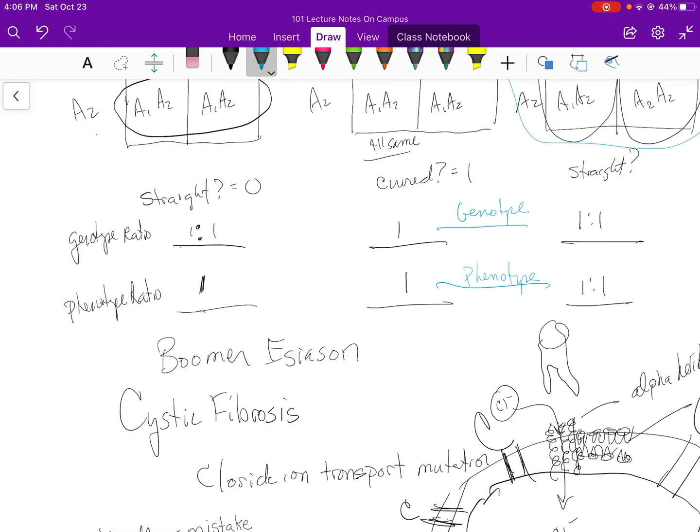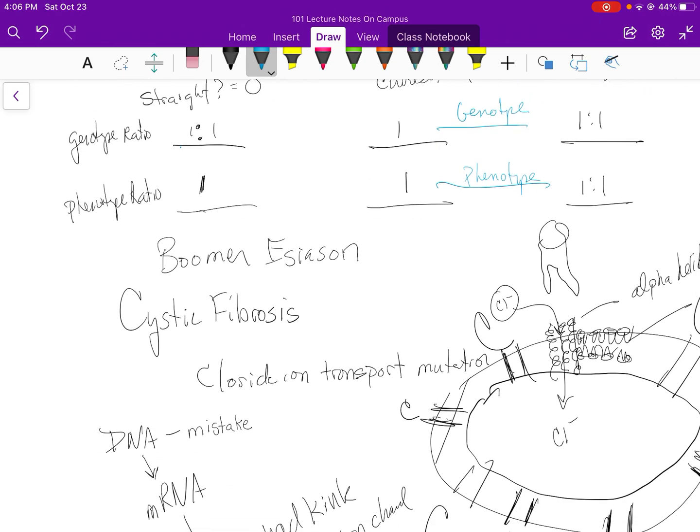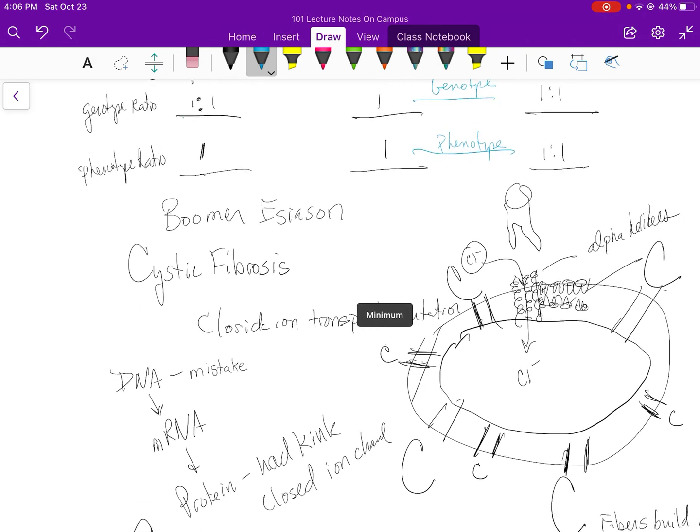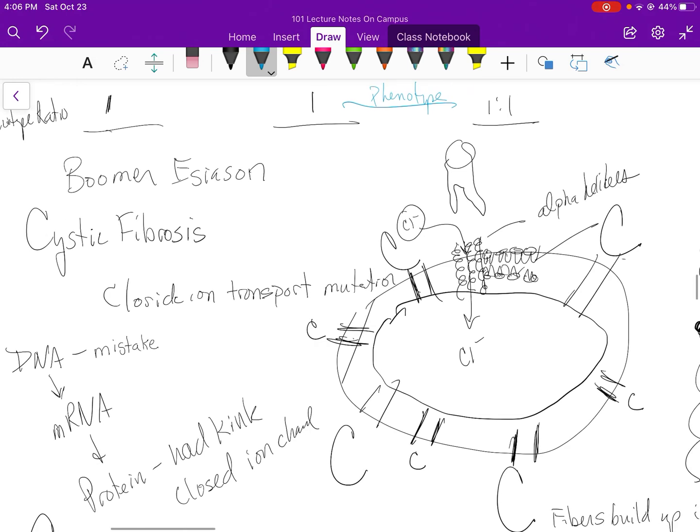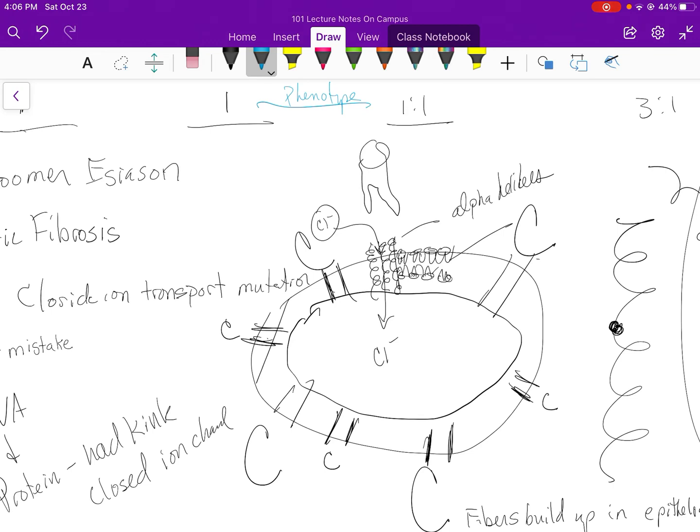I wanted to talk briefly about why you might want to do this. Boomer Esiason was quarterback for the Cincinnati Bengals. I think he was quarterback anyway. And what he discovered was that he is a carrier for cystic fibrosis, which is a genetically inherited disease. The way it works, I tried to draw a really ugly cell here. Imagine this is your phospholipid membrane. These are your phospholipids, right? They're all in this membrane.